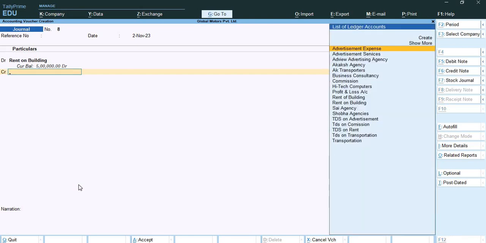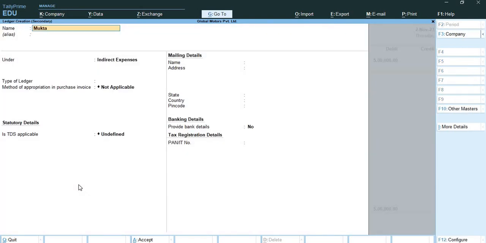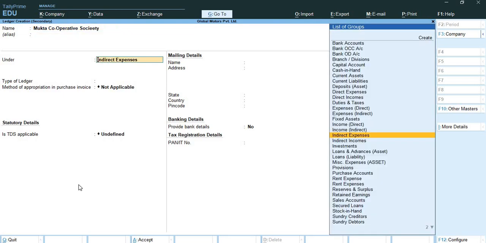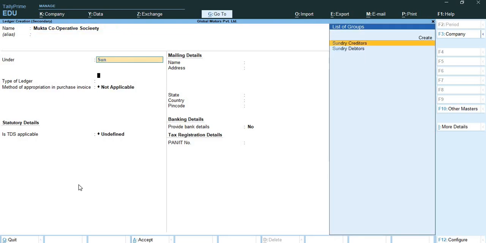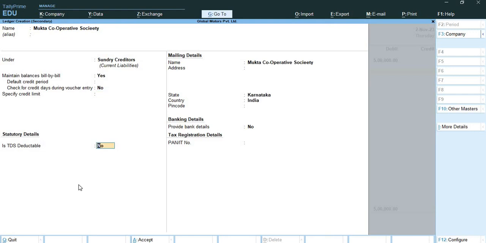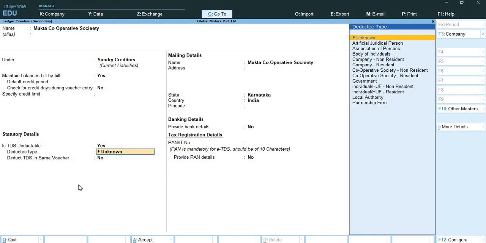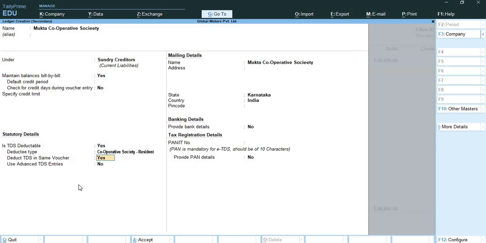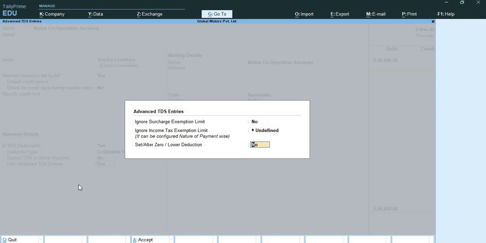Credit, in the credit ledger I'll create Mukta Cooperative Society under sundry creditor. Here I'll enable the option is TDS deductible to yes. Deductee type now will come as cooperative society resident. Deduct TDS in same voucher, no. And here I'll use the advanced TDS entries. Here I'll use set or alter, zero and lower deduction.